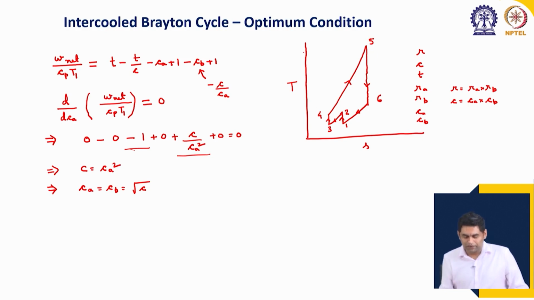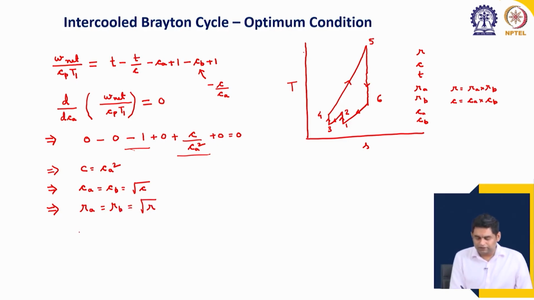Okay. So, similarly we get the same type of condition here. This means that RA is equal to RB is equal to root R. And because CA is equal to... what is the meaning of CA? CA is RA to the power (gamma minus 1) by gamma. So, this is equal to T2 by T1, and CB is RB to the power (gamma minus 1) by gamma, this is T4 by T3.